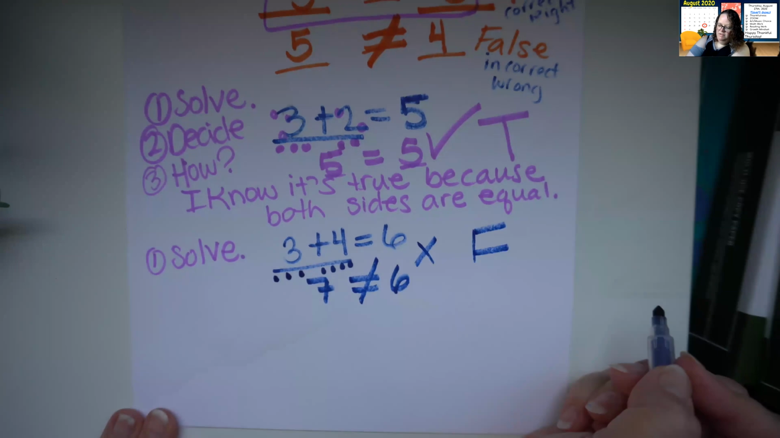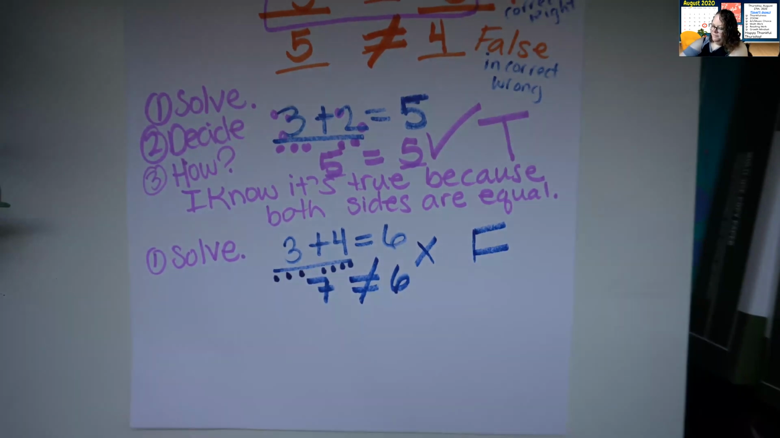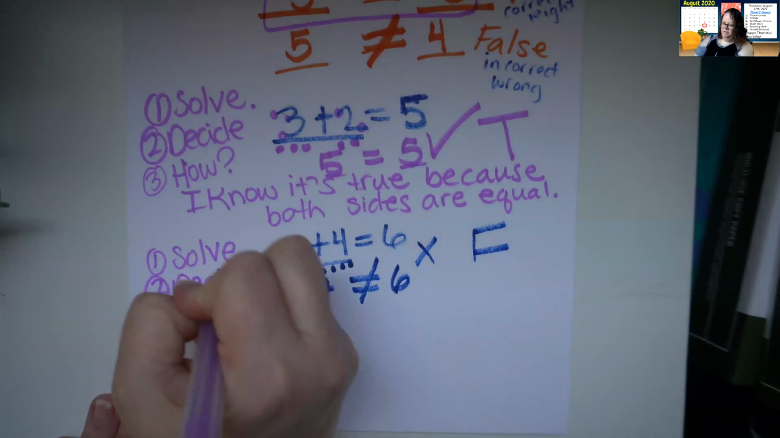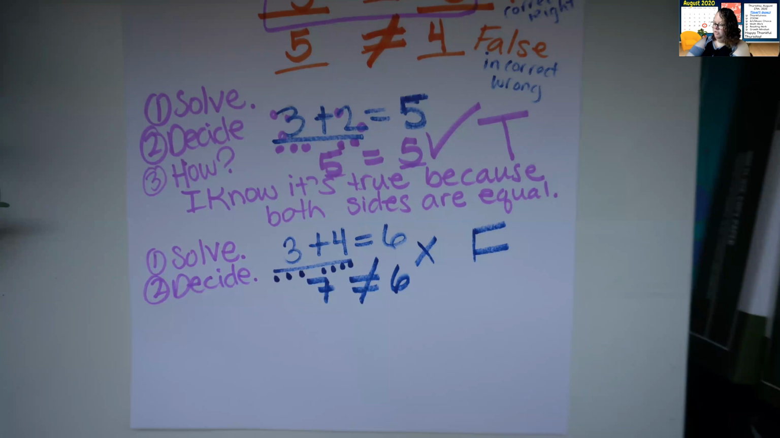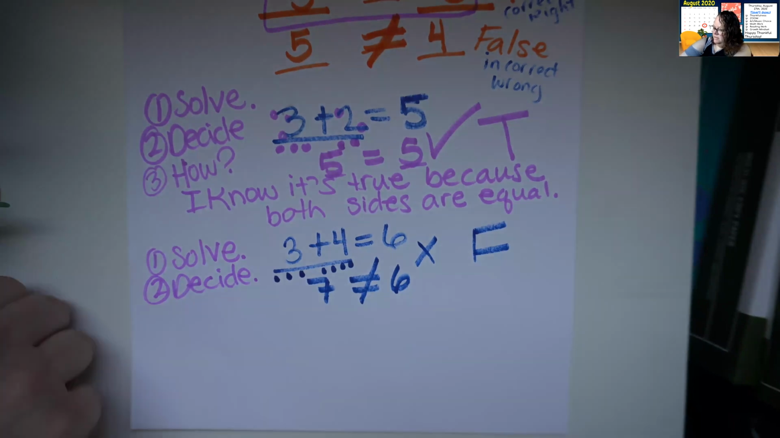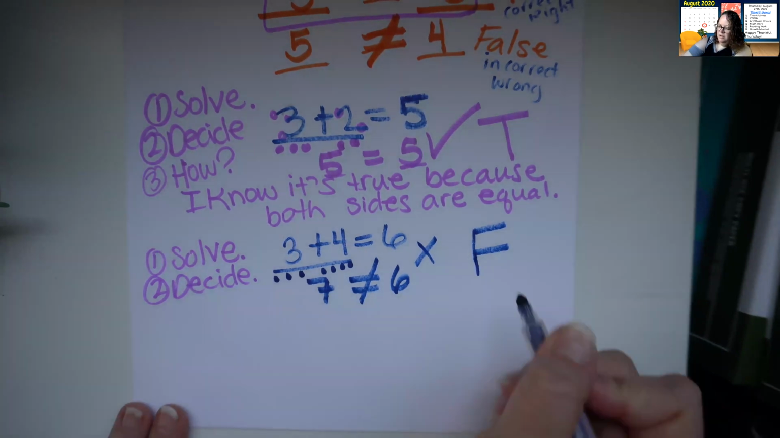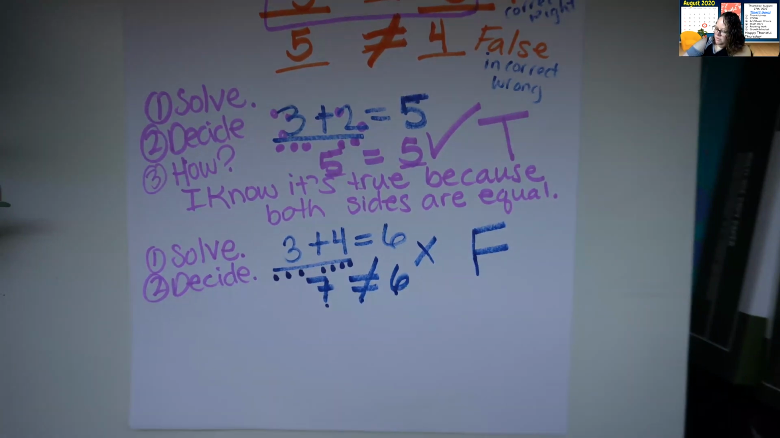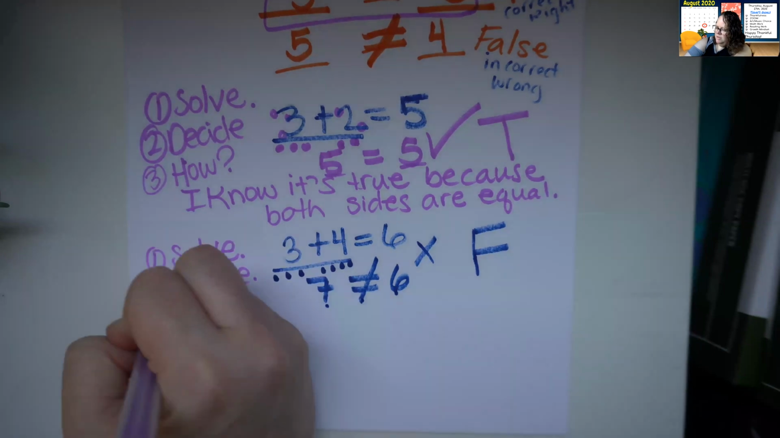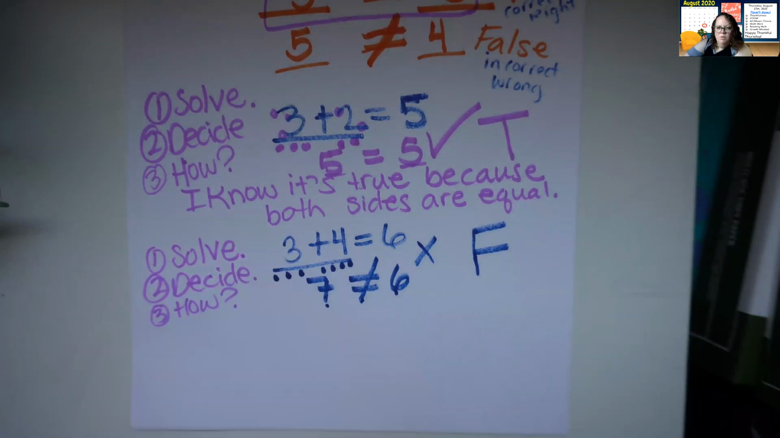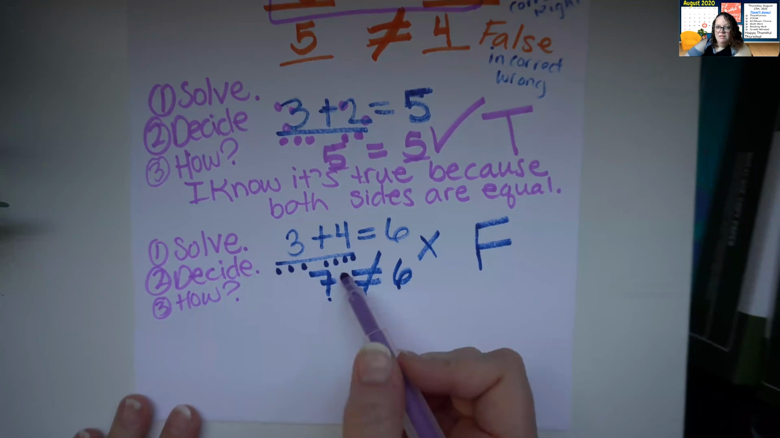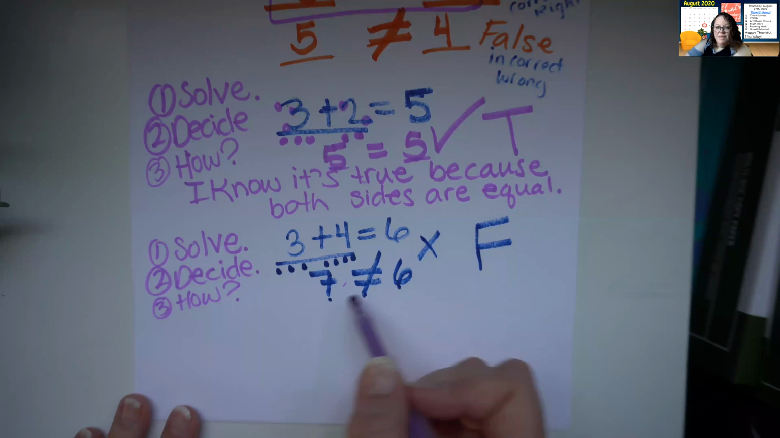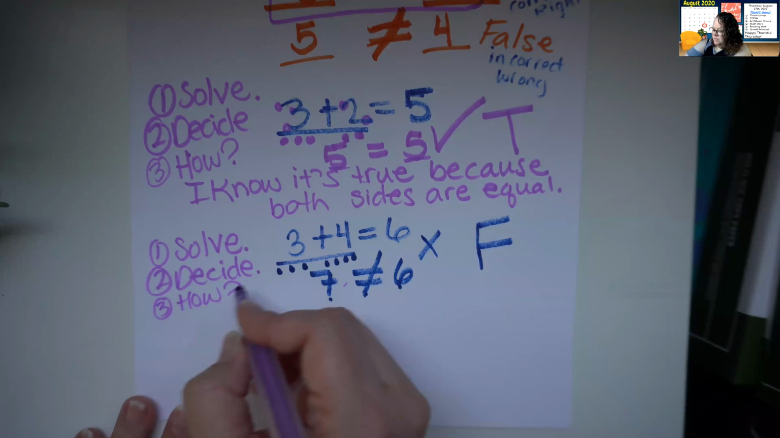So we just did the second step, didn't we? Decide. We decided, right? Is it true or false? Well, we decided, no, it's not true. It is false because they are not equal. So now, how do we know? How did we determine? Well, we solved it, and we saw that one side was 7 and the other side was 6. The sides are not the same. They are not equal. So we can just write a simple sentence like this.